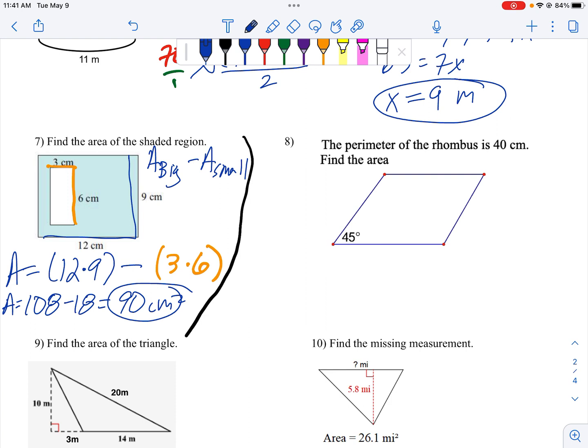The perimeter of a rhombus is 40, so that means every single side is the same in a rhombus. That makes every single side 10. All right, find the area. Well, another area formula for a rhombus is just base times height. So in this one, I need to find the height. Luckily we have this special right triangle here. That's beautiful stuff. So I can do some special right triangle work. I'll do that over here.